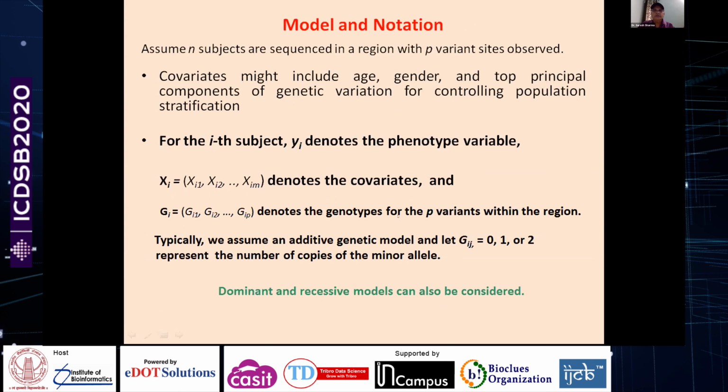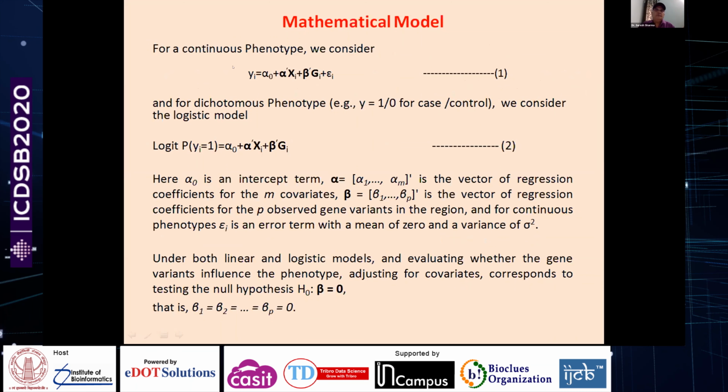So this denotes the genotypes for the p variants in the region as 0, 1, and 2. And dominant and recessive can also be considered, right? In this type of model, if your dependent variable is a continuous phenotype, you can include it as yi. But if your phenotype is case or control type, a dichotomous variable, you can use a logit model. But in both, the right side is almost similar.